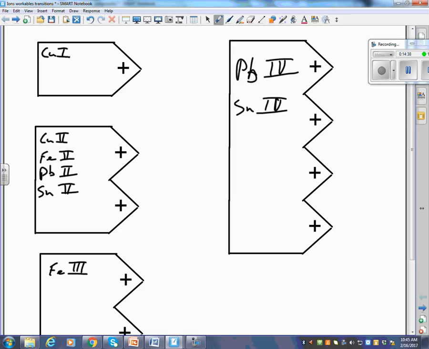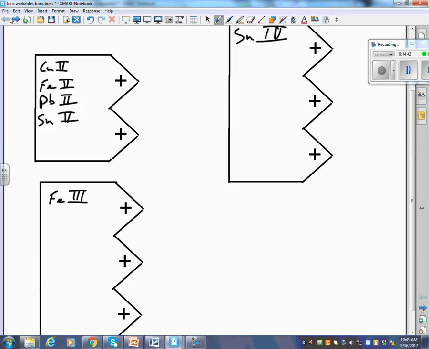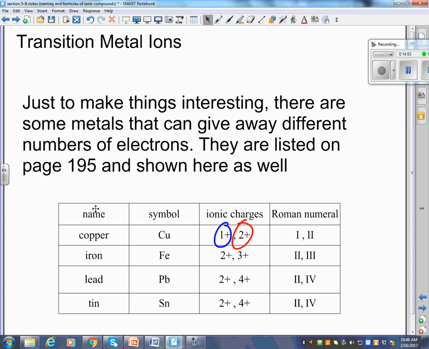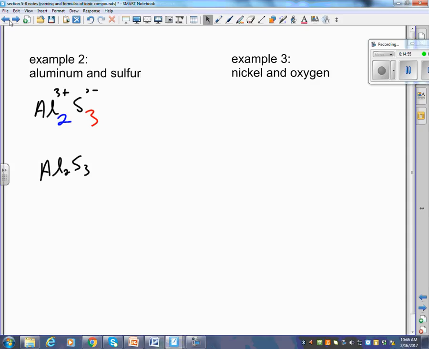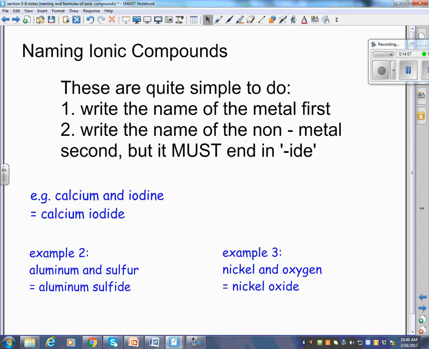But I should talk to you about naming. I did this kind of backwards here. I thought I had this all set up perfectly, but you never know how it's going to work out in front of a class. So can we go back to the naming part? Naming ionic compounds, super crazy easy. Nothing could be easier.